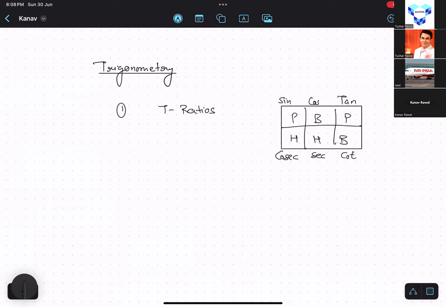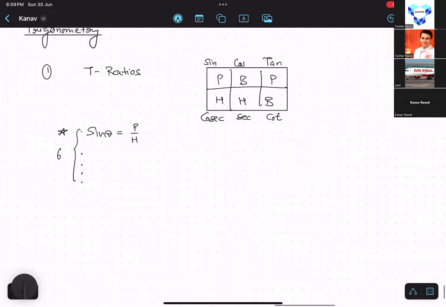So from this thing, we get two types of formulas. First type of formulas is sine theta is P upon H, the ratio formulas. So I hope you know there are six ratios, so six formulas are there. And I'm not going to write them because you already know them. Is that thing clear?